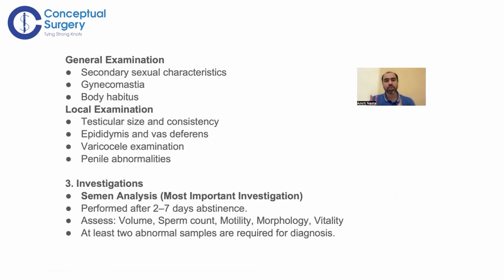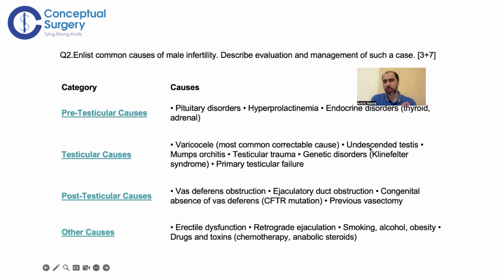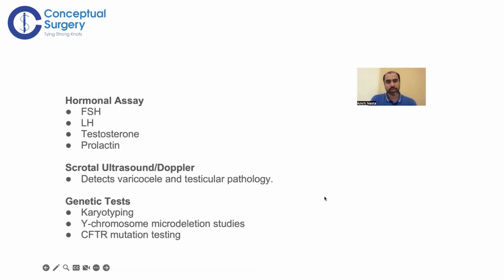To be sure, two samples should be abnormal. Only then you will say there is some problem in the sperm or the semen. This is one of the ways of looking at it. So this will tell you probably some testicular problem. For pre-testicular problems and other problems, you can do hormonal assays, right? That will give you an idea, especially testosterone and prolactin levels. Scrotal or testicular imaging for testicular pathologies like a varicocele. Rarely will you have to do genetic tests. This is quite rarely done, only if you are suspecting.